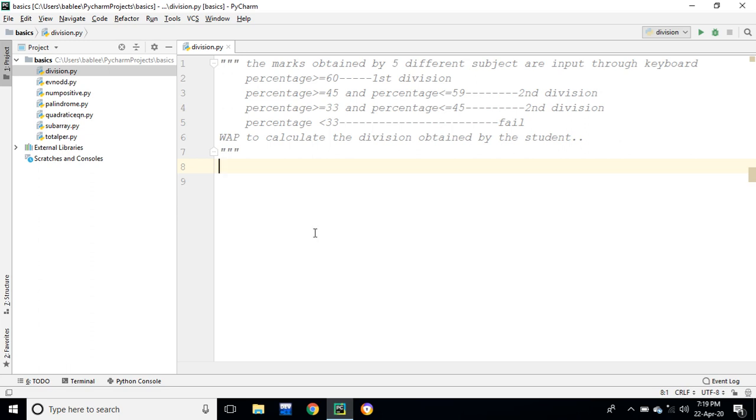So today's question is: the marks obtained in five different subjects are input through the keyboard. If the percentage is greater than or equal to 60, it is first division. If the percentage is between 45 and 59, it is second division, and between 33 and 45 it is also second division. Less than 33 is a fail. Write a program to calculate the division obtained by the student.